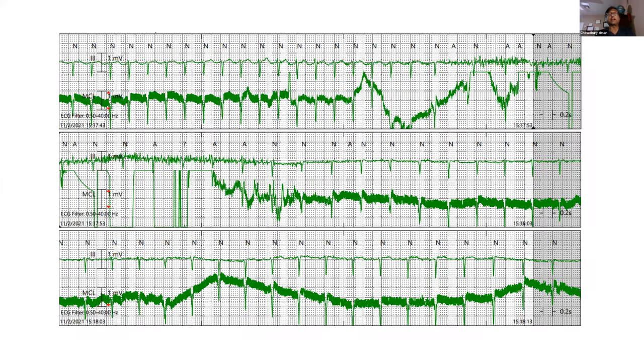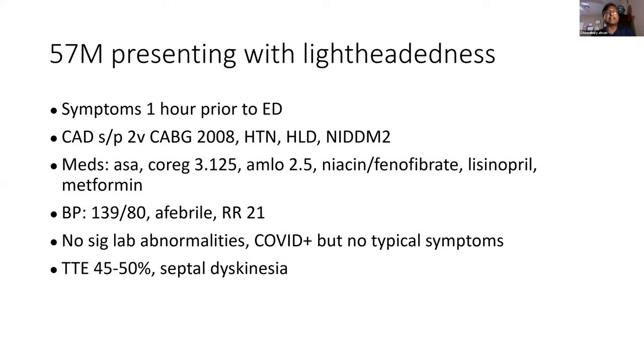This is a 57-year-old coming with lightheadedness, previous history of CABG, hyperlipidemia and diabetes. And when he came to the hospital, he was COVID positive, but had no typical symptoms. So COVID is not a big issue. And this is the EKG.